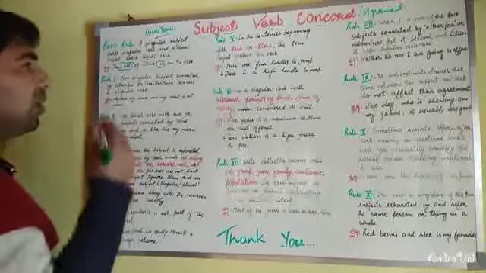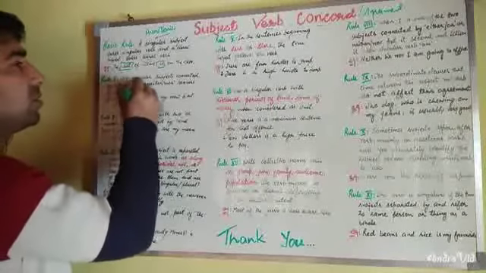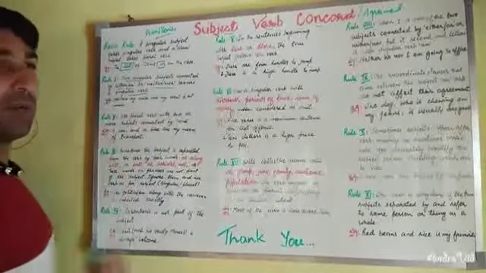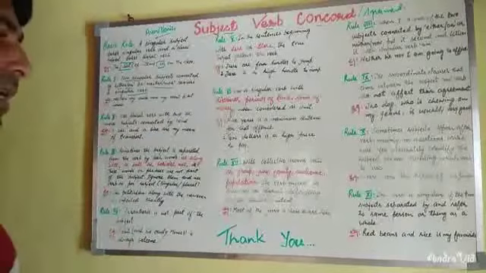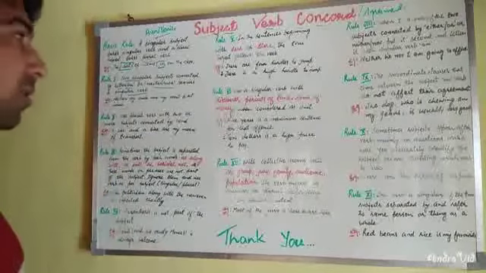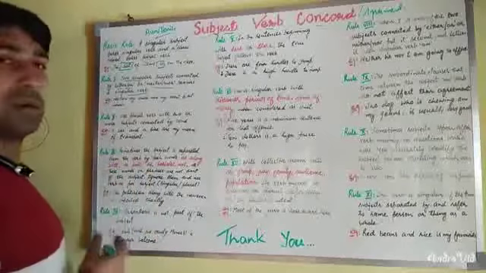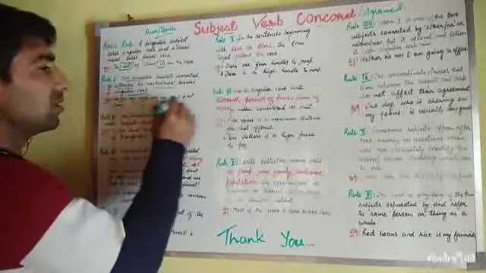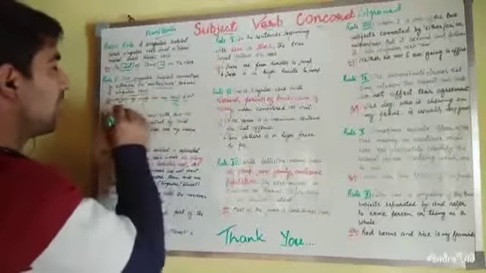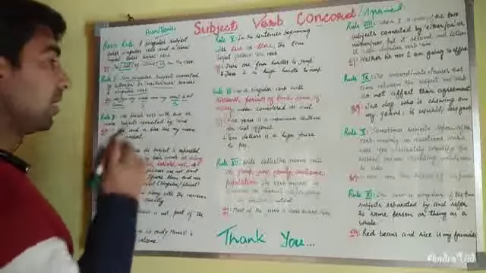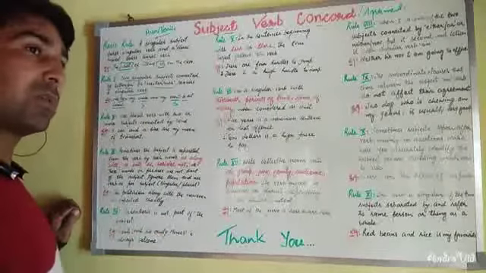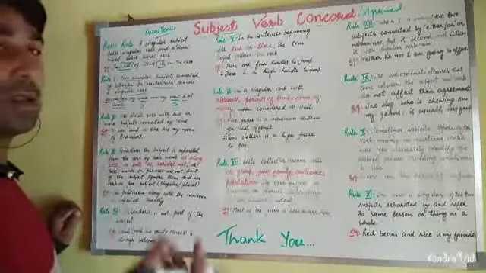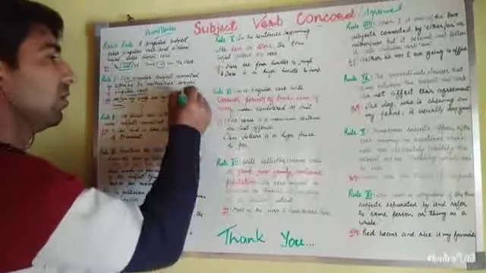Okay. Now coming to the very first rule, which states that two singular subjects connected by either or or neither nor require a singular verb. Whenever there are two subjects connected by neither nor or either or, they will take a singular verb. Example, neither my uncle nor my aunt is at home. Whenever two singular subjects are connected by these, they will take a singular verb. That was the first rule.